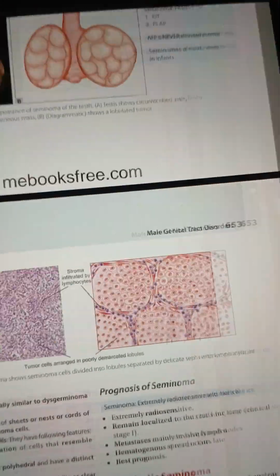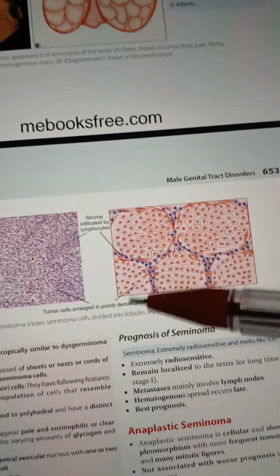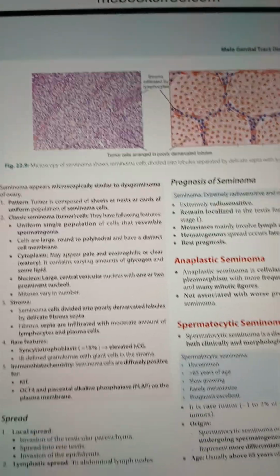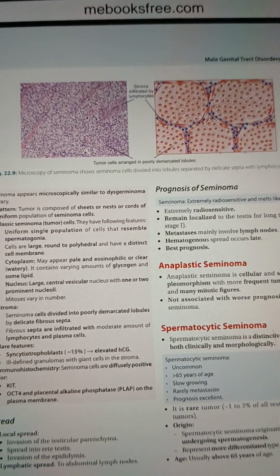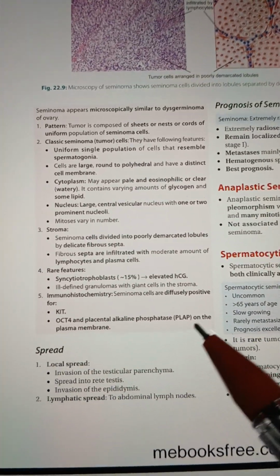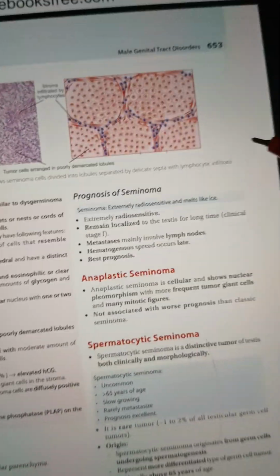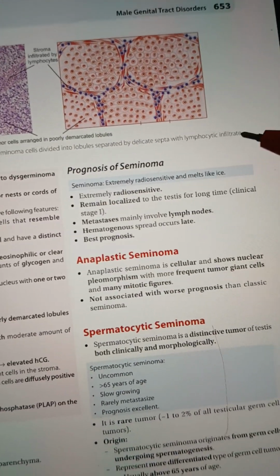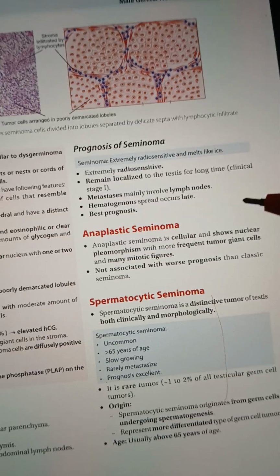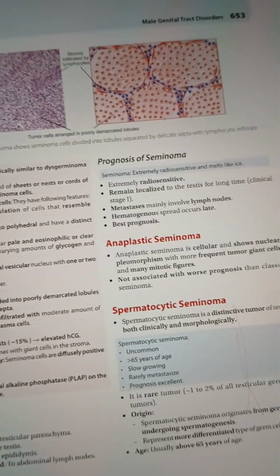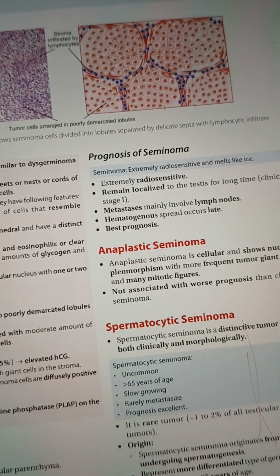Next, talking about stroma, the stroma we discussed: thin fibrous septa and infiltration is present. Immunohistochemistry: PLAP and OCT are positive, that is placental alkaline phosphatase is present. So what is the prognosis of seminoma? It's extremely radiosensitive and remains localized to the testis for a long time. Metastasis to the lymph node is present, and hematogenous spread occurs late.